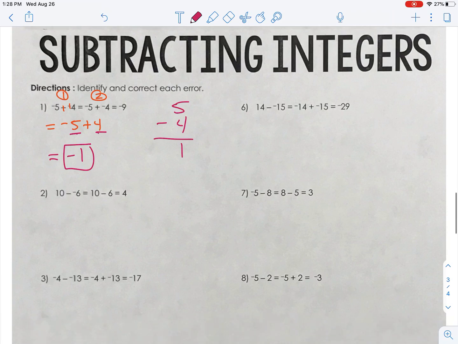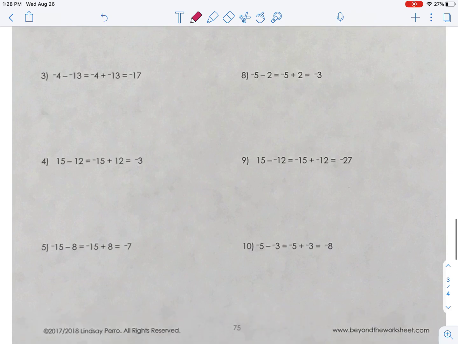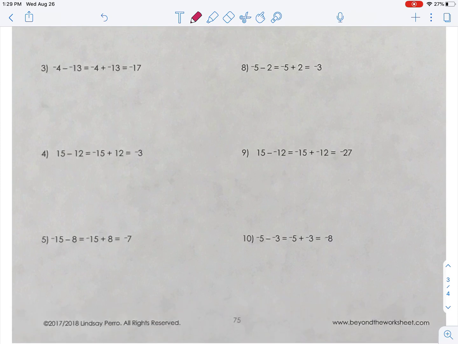So do that for the rest of these problems. Find the mistake, correct the mistakes, and then you'll be done with this assignment.